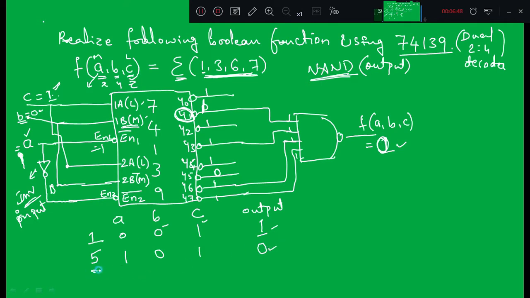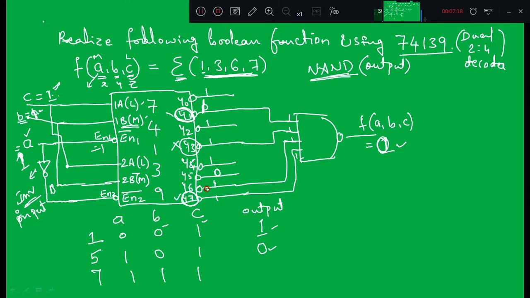Next we'll take the last combination, that is 7, 0 1 1 1. Right? So A is equal to 1. Again it will disable the first 2:4 decoder, and it will enable the second 2:4 decoder. B is 1, C is 1. Right? So 1 1 means it will not select Y3, because the first decoder is disabled. It will select Y7.